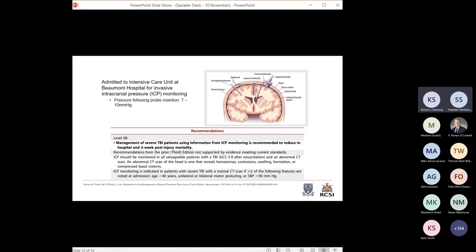So when he arrived into Beaumont Hospital, he underwent a repeat scan, which was stable. He was admitted into our intensive care unit for an ICP monitor. ICP monitors, there are many different types. He underwent a standard strain gauge Codman probe inserted intraparenchymally. Next slide, please.